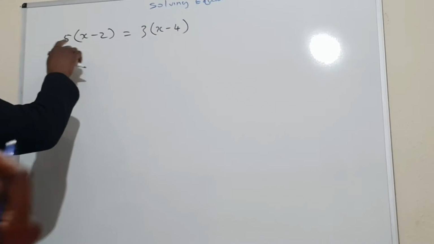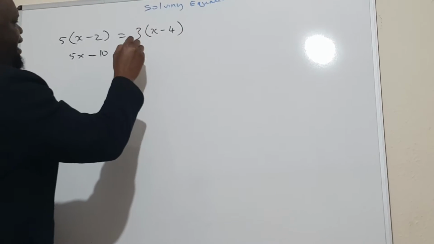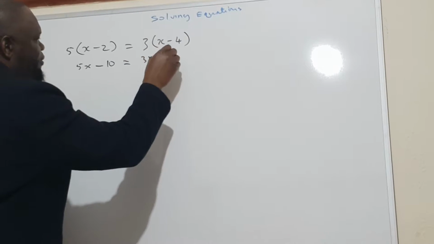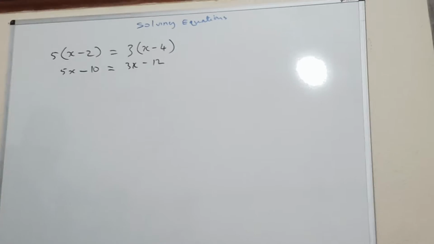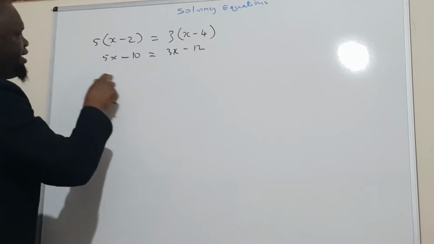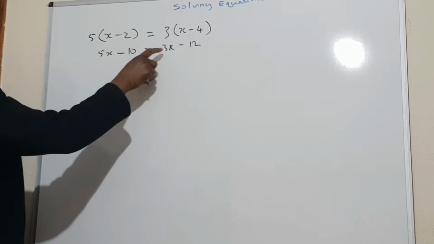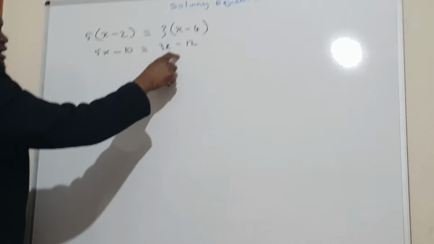So we're going to say 5 times x is 5x, and 5 times minus 2 is minus 10. We put our equal sign. 3 times x is 3x, and 3 times minus 4 is minus 12. So what is the next principle? We arrange the like terms. So x is here. We move the x to this side. Now we have a bigger x on this side, so it's better to move the small x rather than moving the big x to the other side.